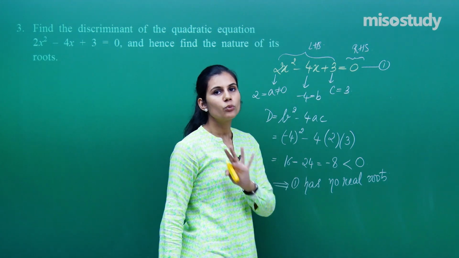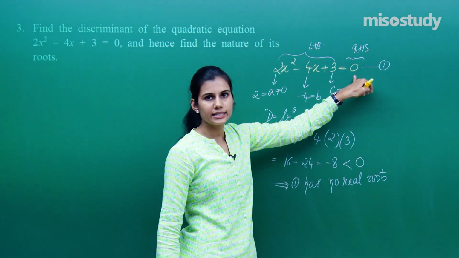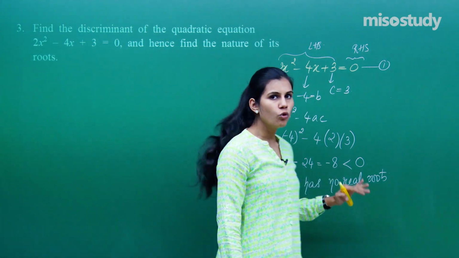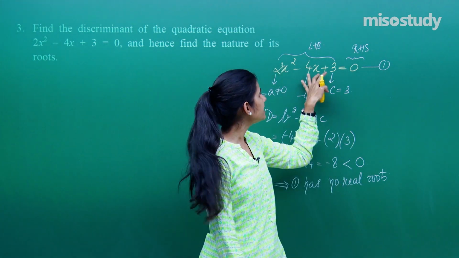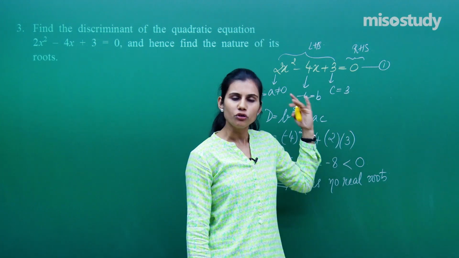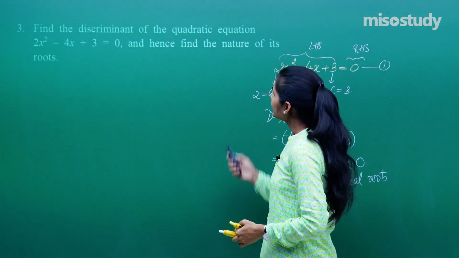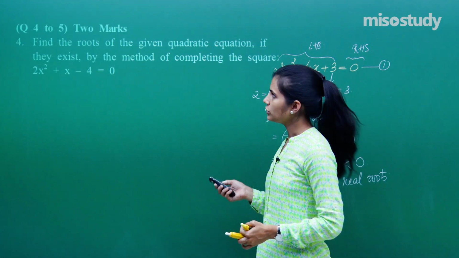There is no real number which will make the left hand side equal to the right hand side when plugged in the place of x. That means there are no real values of x which are zeros of this equation or roots of this equation. Fine. That is the nature of the roots for this equation.